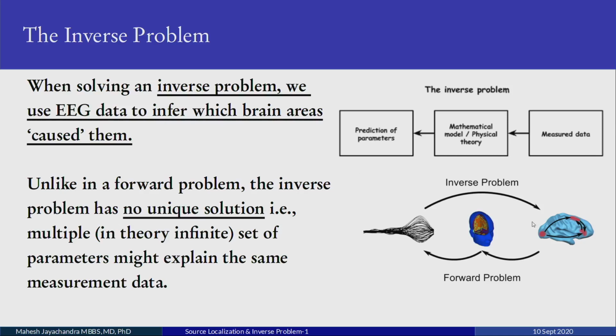For example, you're recording between 2 areas, okay, 2 electrodes, and you get 1. And it could be anything. It could be 5 minus 4, it could be 10 minus 9, it could be 8 minus 7, and so forth. There are infinite possibilities. So that is why we don't have a unique solution.